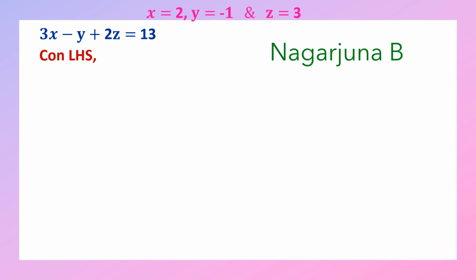Now we need to verify for the third equation. So consider the third equation, 3x minus y plus 2z is equal to 13. Consider LHS 3x minus y plus 2z. So the value of x is 2, value of y is minus 1 and z is 3. Substitute in this one. So we can write equal to 3 into 2 minus, since y is minus 1, write in the bracket as minus 1, plus 2 into 3. So 3 into 2 is 6, minus into minus will be plus, it will be plus 1. So 6 plus 1 plus 2 into 3 is 6. So 6 plus 1 is 7, 7 plus 6 is 13. Therefore it is equal to 13.